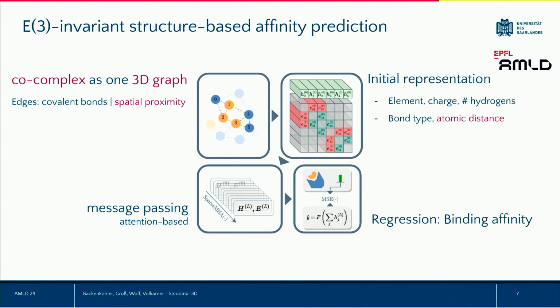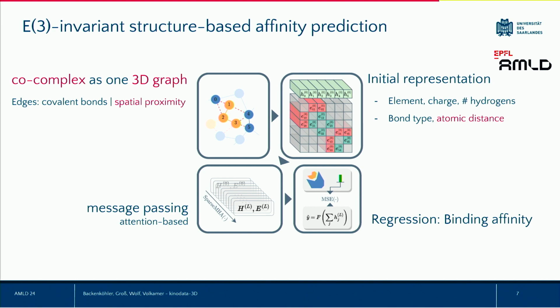And the initial representation of nodes we construct out of the element, the charge, the number of hydrogens, so basic chemical features. And the edges are annotated with the atomic distance. This is the only thing we use out of the geometric information because we want to have E3 invariance. So we don't care if we roll around the complex somehow or transform it. We only care about the distances, and the value of the binding affinity should stay constant within that.